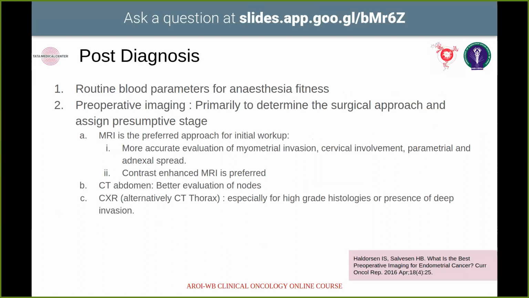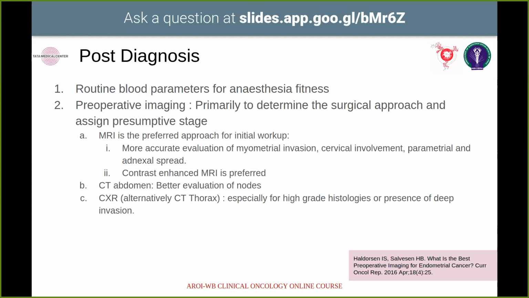After the diagnosis is done, the most important test which you have to do is consider this patient for preoperative imaging. You of course have to do the routine blood parameters to determine her fitness for anesthesia. MRI is usually the preferred approach for the initial workup, particularly an MRI of pelvis, which should ideally be contrast enhanced because it gives the most accurate evaluation of myometrial invasion, cervical involvement, parametrial and adnexal spread. If you're interested in knowing the exact figures of sensitivity and specificity for your exam purposes, take a look at this publication.